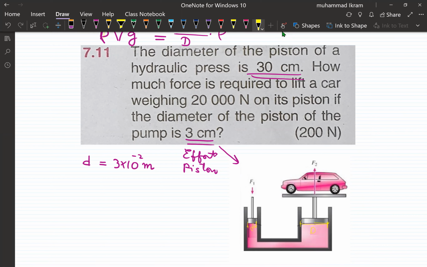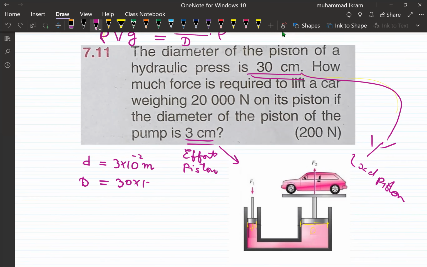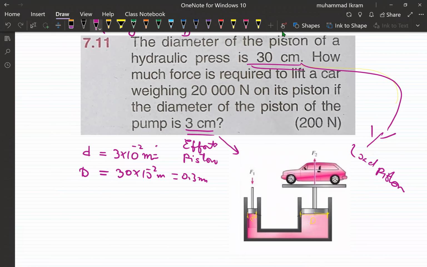This is the load piston, the upper piston. The load piston diameter D is 30 centimeter, which is just 30 into 10 to the power minus 2 meter. Or you can simply say 0.3 meter here or 0.03 meter there. Okay, so that is the diameter. Clear? Now the force, the weight of the car, F2, is given, and F2 is 20,000 Newton. And they ask for the effort applied, that is, how much force F1 is required.